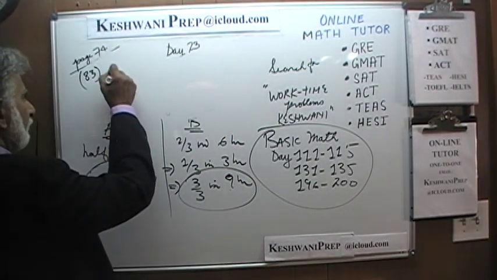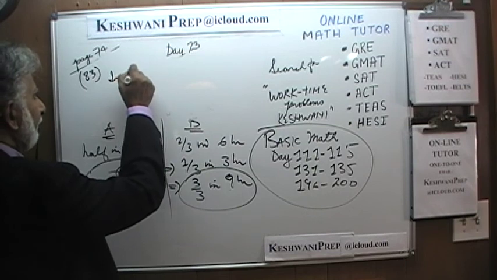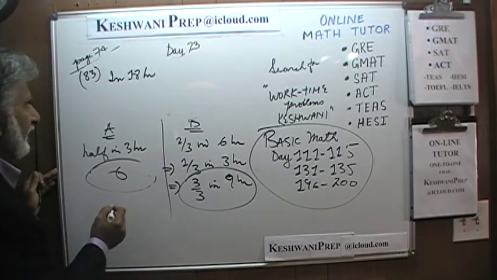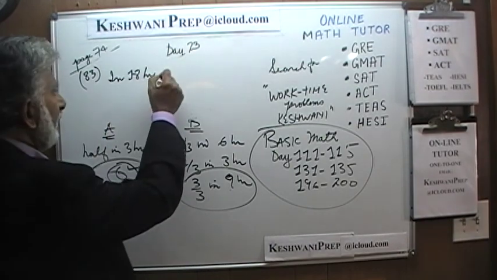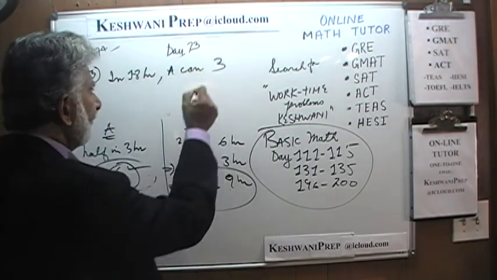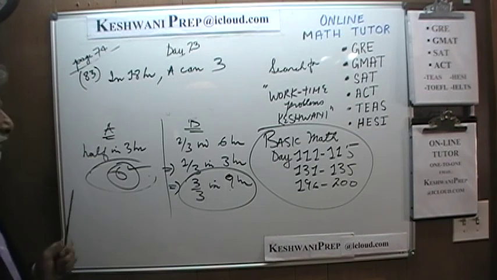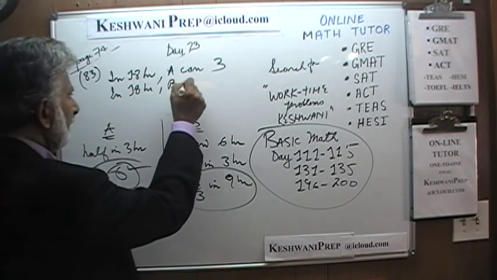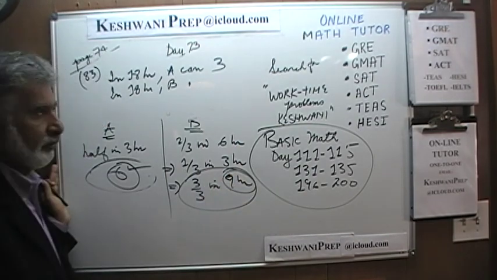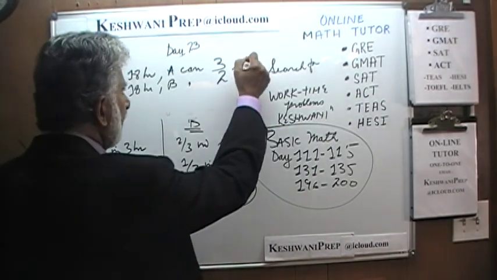Okay, so here the story begins. In 18 hours, how many jobs do you suppose A will be able to do? A takes 6 hours to do a job. In 18 hours, A can do 3, because it takes 6 hours. And similarly, in 18 hours, B takes 9 hours. So B can do two jobs.